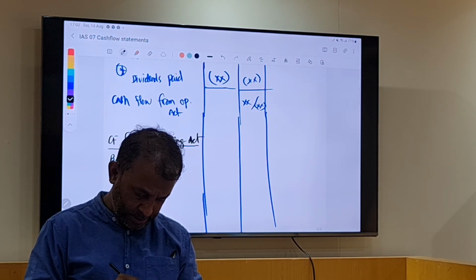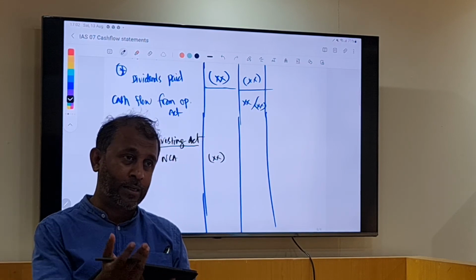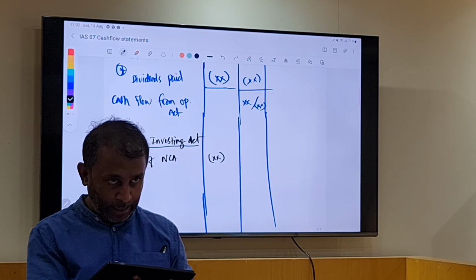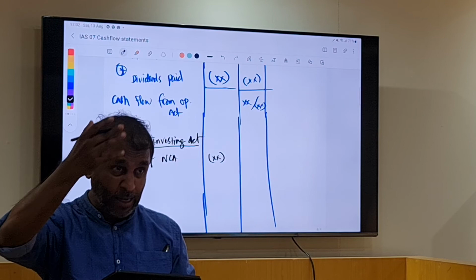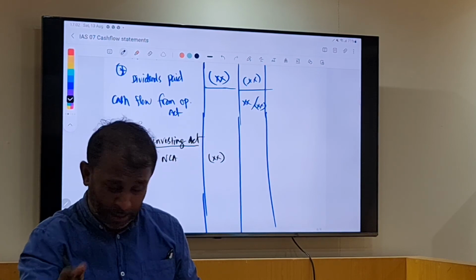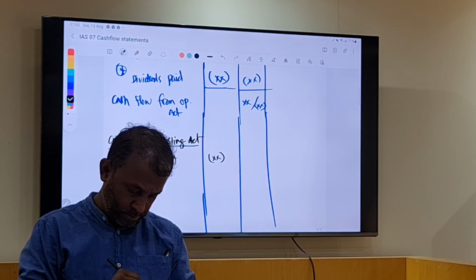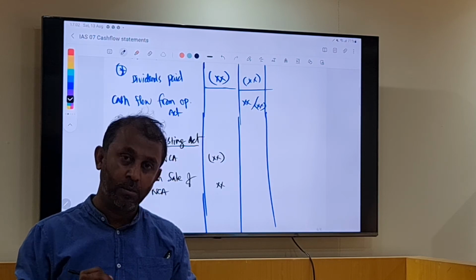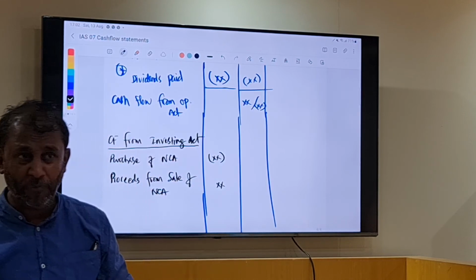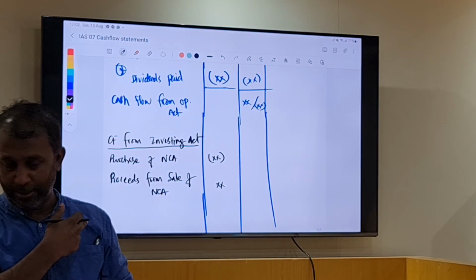purchase of non-current assets. When I say non-current assets, motor vehicle, land, building, shares, patent, goodwill, anything. When you pay money, we take it. Proceeds from sale of non-current assets. Suppose you sell a motor vehicle, so you have cash, so you need to bring it.